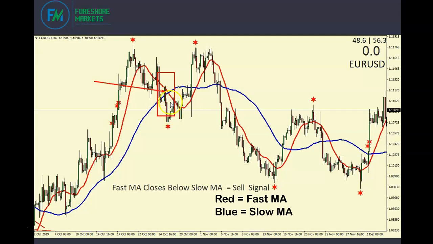When this cross happens, that is your sell signal, and then you can put your stop loss above the resistance there, and of course use your take profit as recommended. All right, so you can see it came back up there, but it didn't go above the resistance. So whoever took this trade here, of course, would have made some profits.